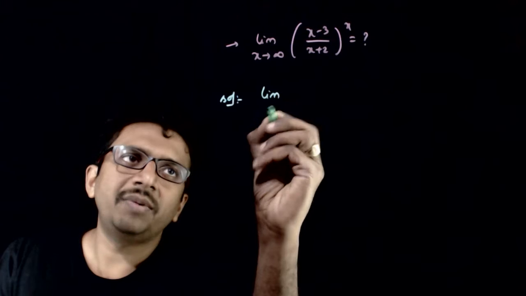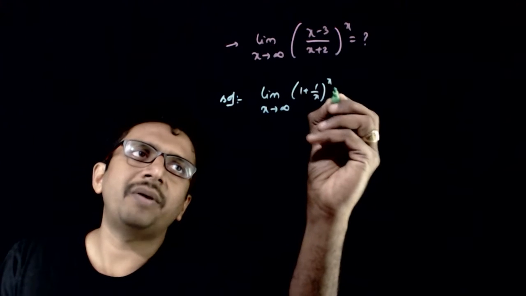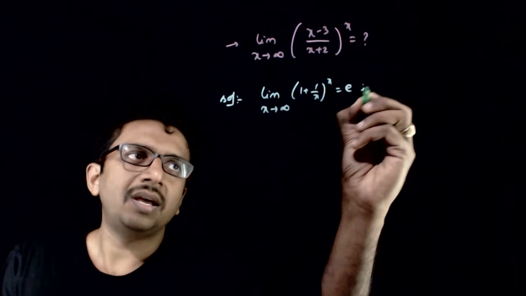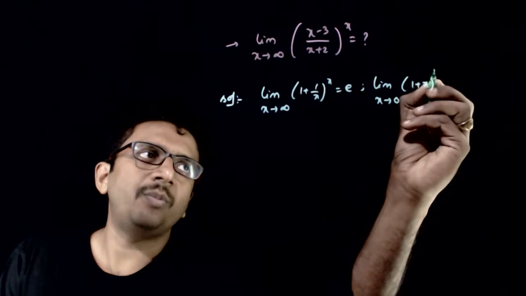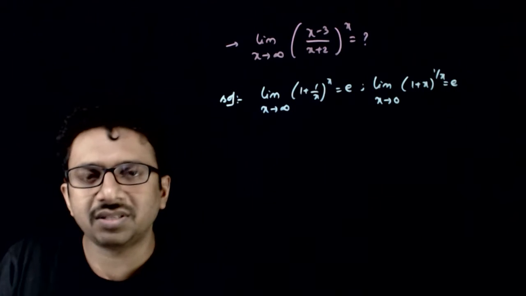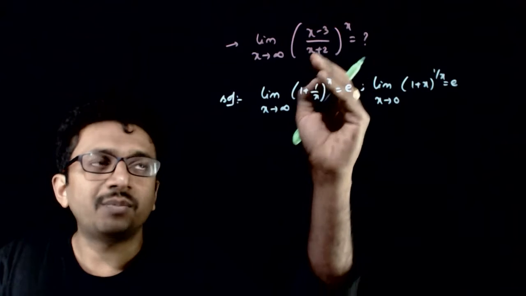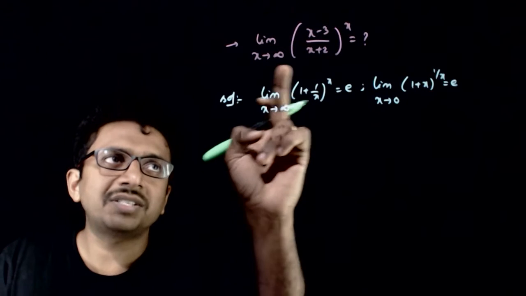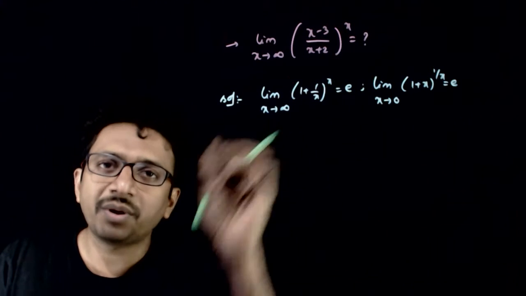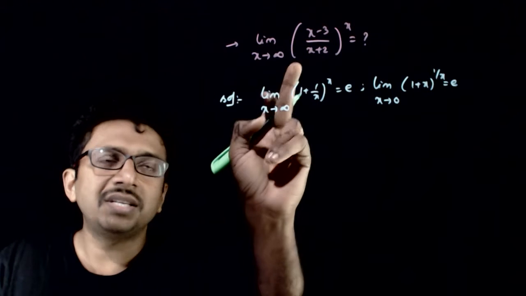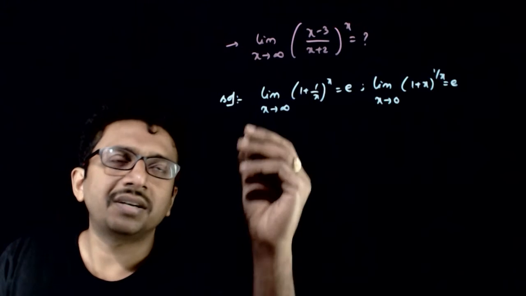One is the limit as x tends to infinity of (1 plus 1 by x) power x is equal to e, and the limit as something tends to 0 of (1 plus x) whole power 1 by x is also equal to e. These are the two standard limits where you have the form 1 power infinity, because on substituting, infinity by infinity is 1 power infinity. This is of the form 1 power infinity. So you just need to try to convert it into this form or this form. So let us try to do that.